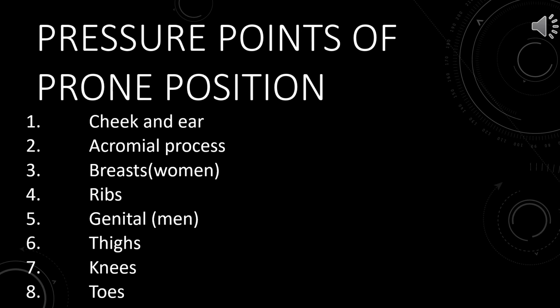Now the pressure points of the prone position. First one is cheeks and ears, second one acromial processes, third one breast, fourth one the elbows, then the ribs, fifth one is the genitalia, sixth one thighs, seventh one knees, and last one are the toes.